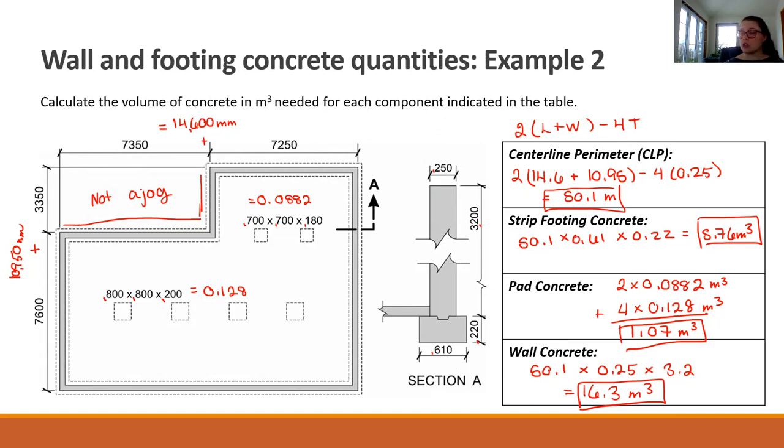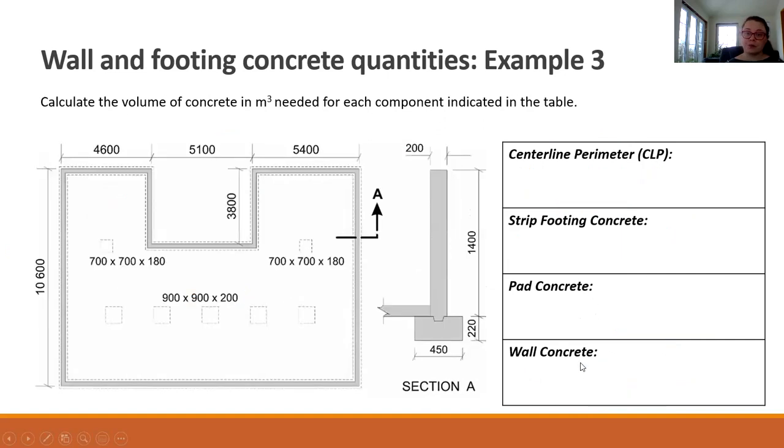I'm not going to give as much detail in the last 2 examples. I'll give you some detail for center line perimeter, and then I'll just give you the final answers for the strip footing, pad concrete, and wall concrete. So this question, we do have a jog.